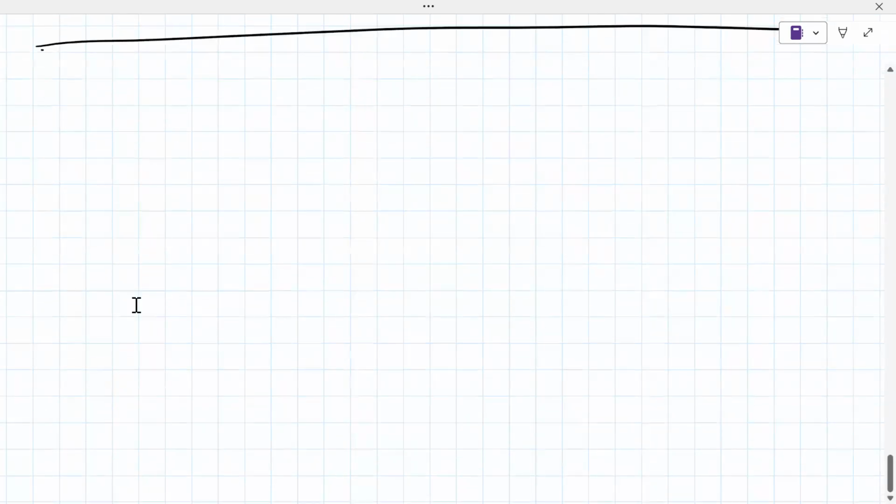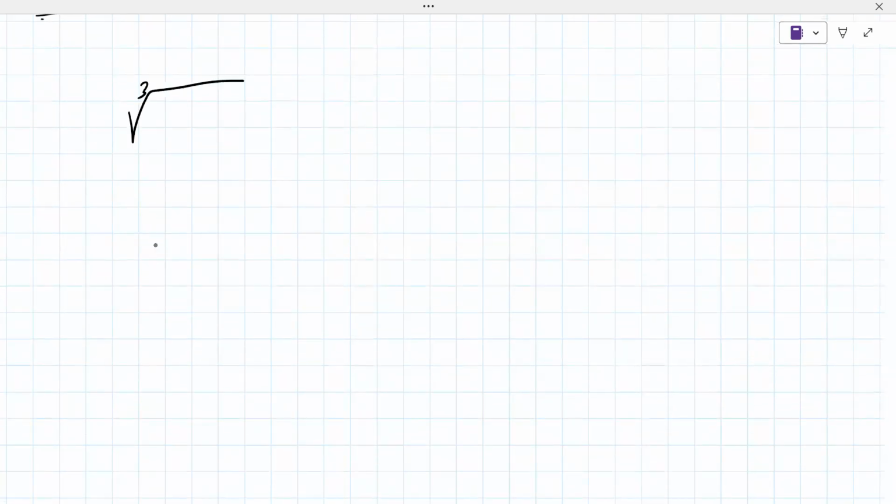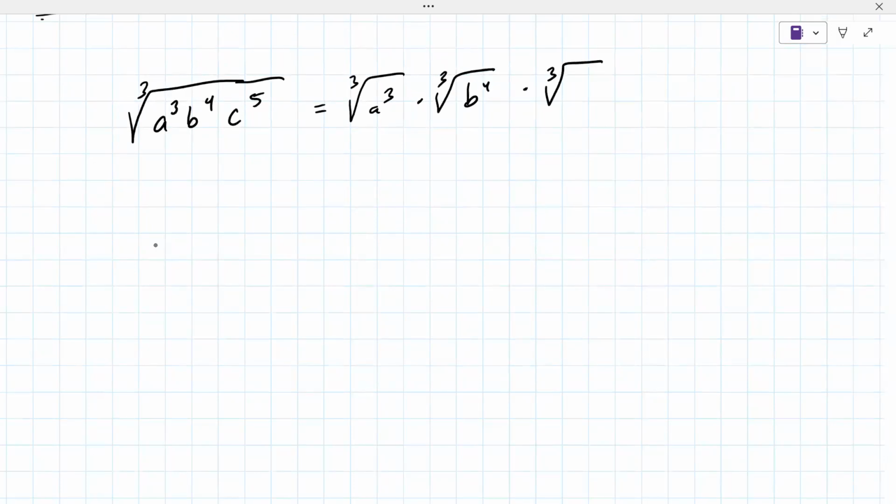Now, we can also do things with variables. So let's say it's the cube root of a cubed, b to the fourth, c to the fifth. This is really the cube root of a cubed times the cube root of b to the fourth times the cube root of c to the fifth. Now, when the number perfectly matches here, it's not absolute value. That's only if it's an even index and an even power, which you don't have here. This becomes just a. If you're wondering why, it's because it's really a cubed to the 1/3 power, and exponent from exponent you multiply, so it just becomes a to the power of 1.